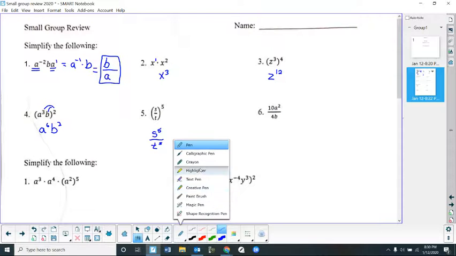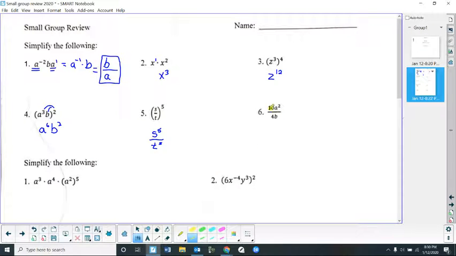Once you get to this one, you have a 10 in the numerator and a 4 in the denominator, and that is a reducible fraction. 2 goes into 10 5 times, 2 goes into 4 2 times. So 10 over 4 reduces to 5 over 2. And then on number 6, since I have a to the second in the numerator and b in the bottom, there's nothing I can do to simplify this, so I get a to the second over b.